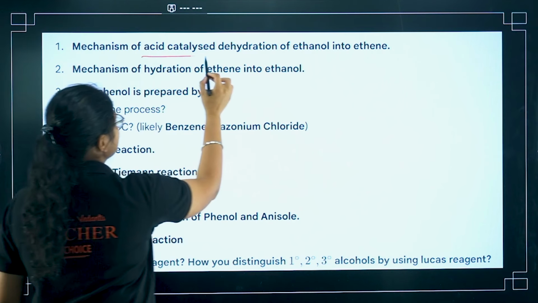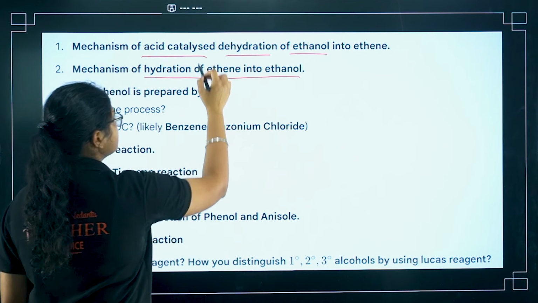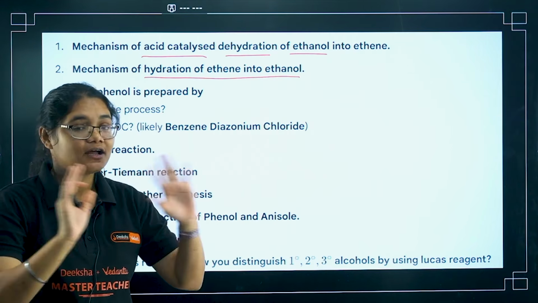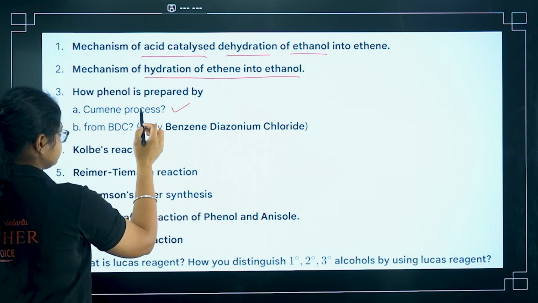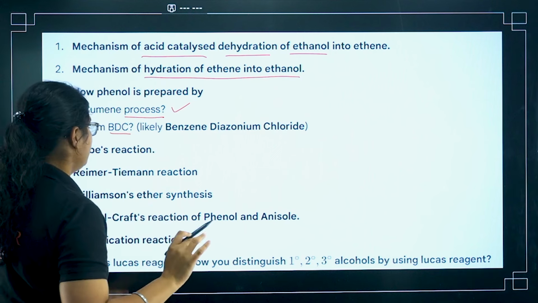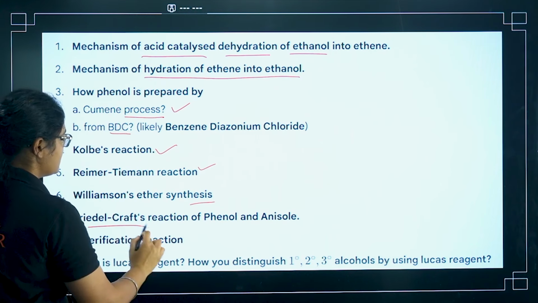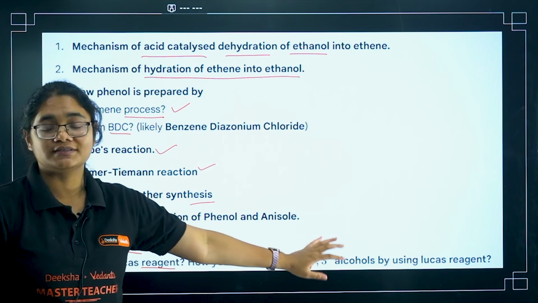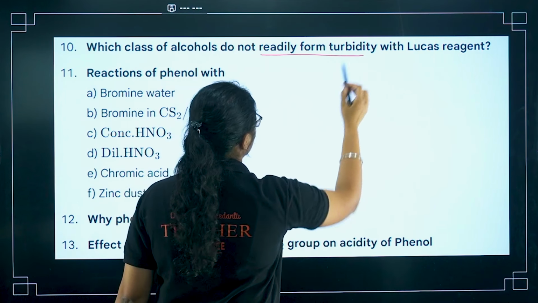First of all, acid catalyzed dehydration of ethanol to ethene, and hydration of ethene to ethanol. Both of them are very important, and please read the question properly before answering this. Do not get confused. Then how is phenol prepared, by the cumene process and from benzene diazonium chloride. Next, Kolbe's reaction, Reimer-Tiemann reaction, Williamson ether synthesis, Friedel-Crafts reaction, esterification reaction, Lucas reagent, and how it is used to distinguish the alcohols. Next, which class of alcohols do not form turbidity.